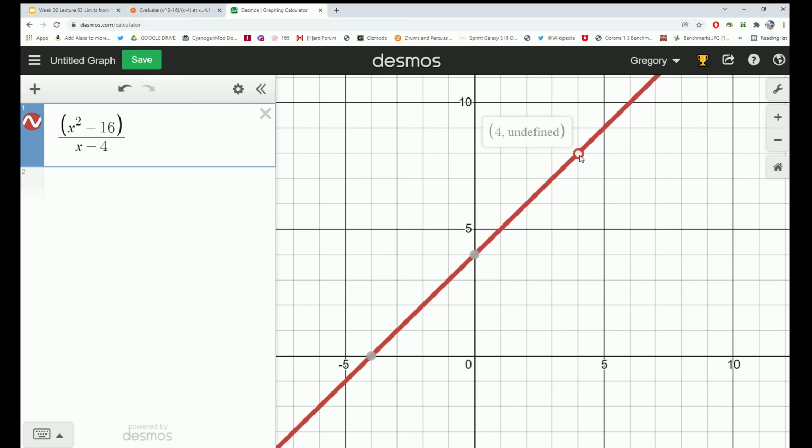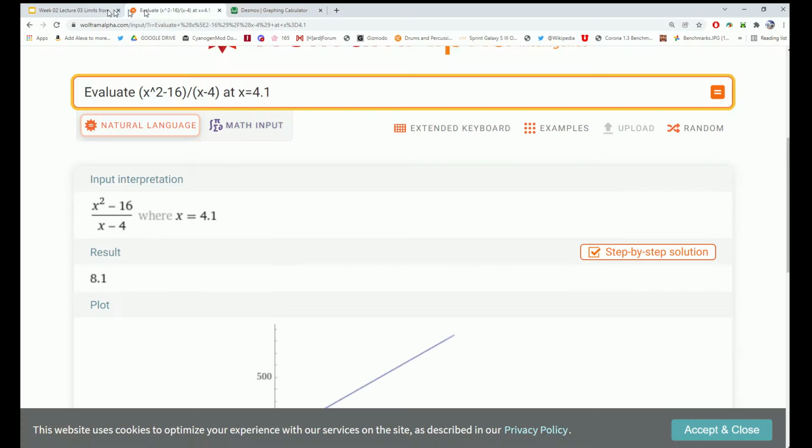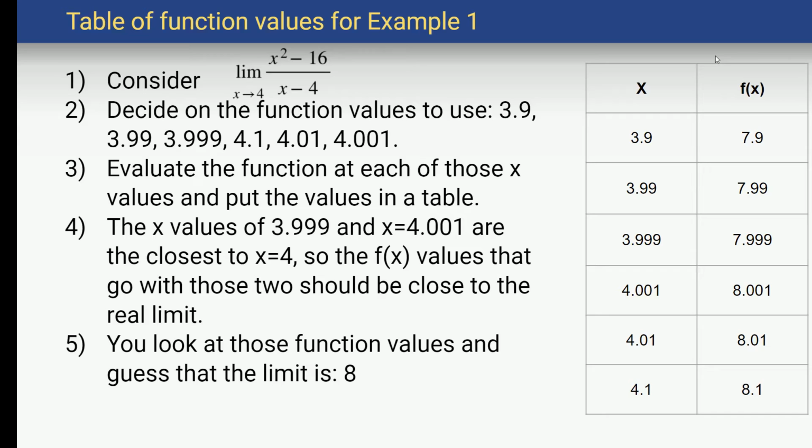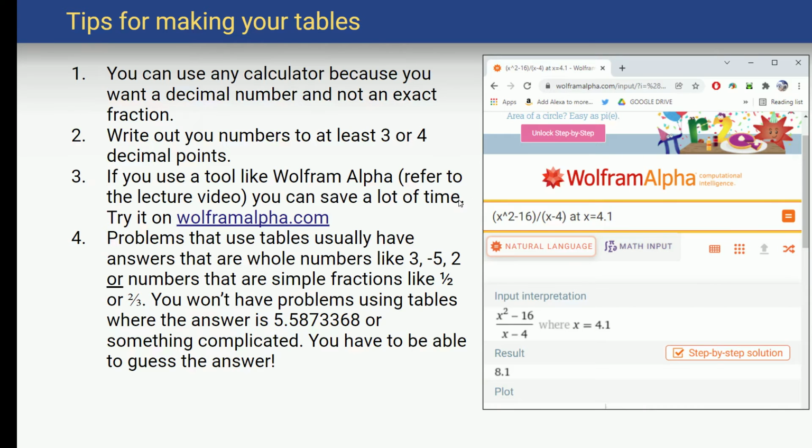At 4, it's undefined, but a little bit to the right, you're close to 8, and a little bit to the left, you're close to 8. Okay? So that's what it looks like on a graph. You would have been able to do this graphically in the previous section, but with the table of values, we get this, and you should also know that the limit is 8. Okay, so that's how this process works.